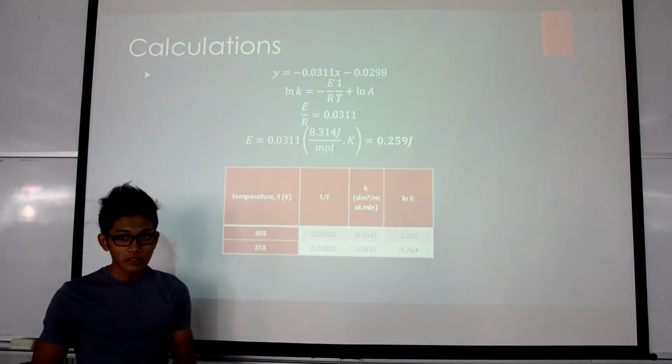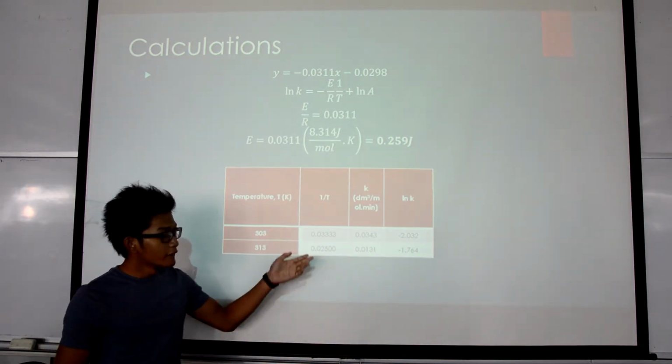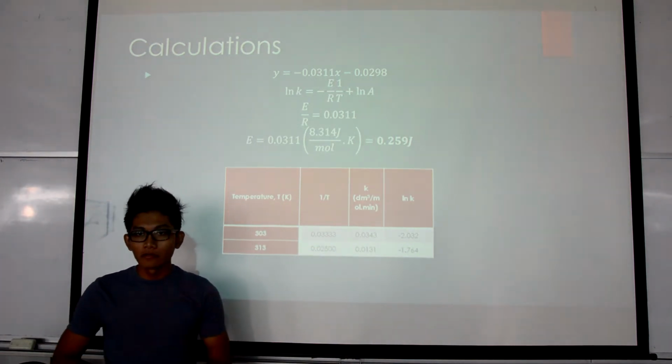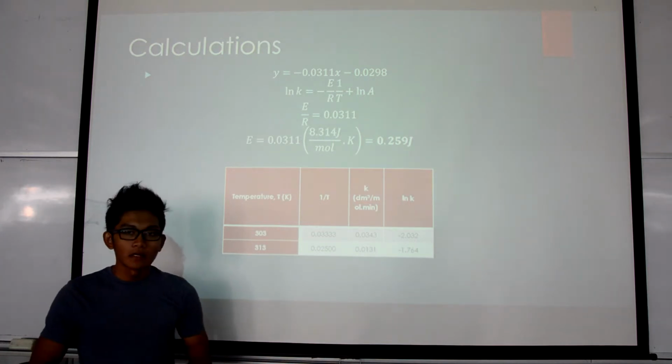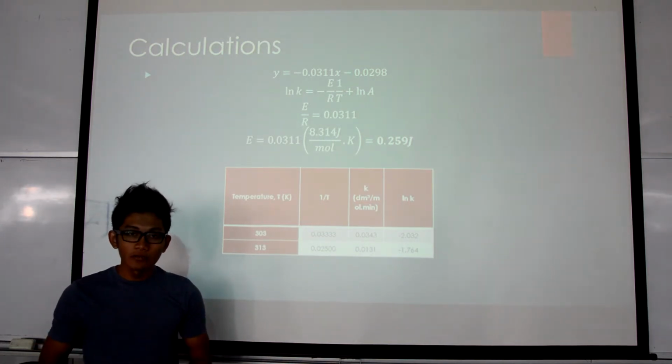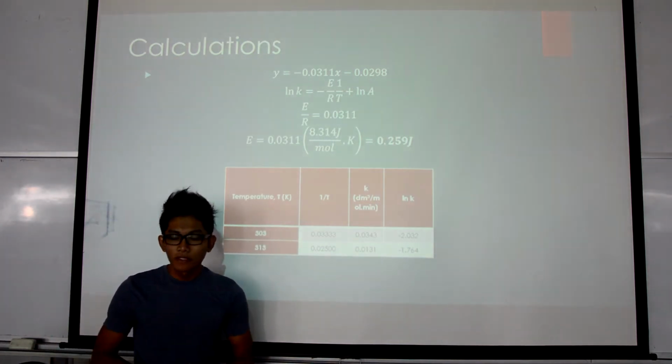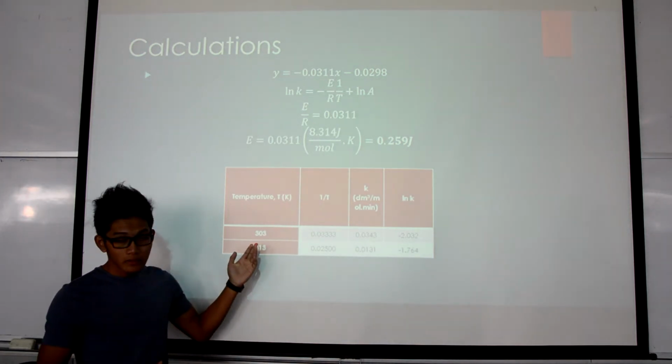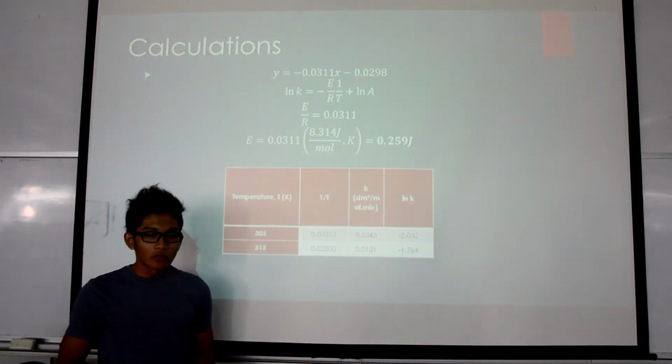For both temperatures, however, the values of k are opposite to the theory. The theory says that as the temperature increases, the value of k will increase. But here, as the temperature increases, the value of k decreases.